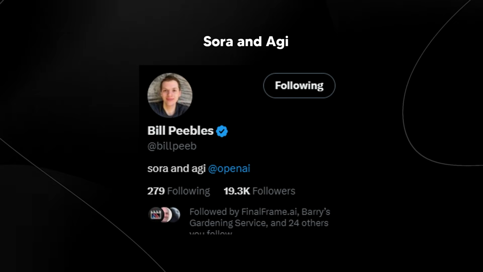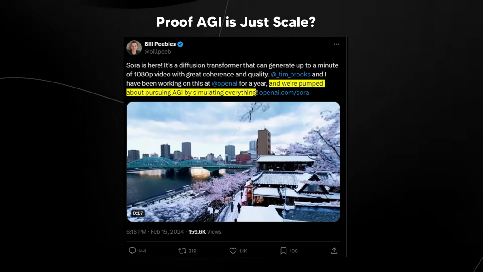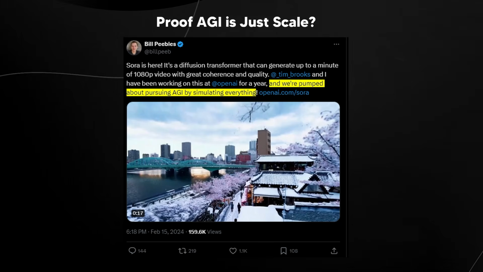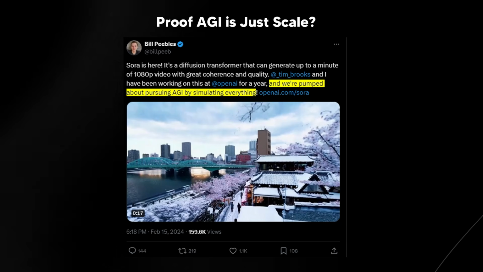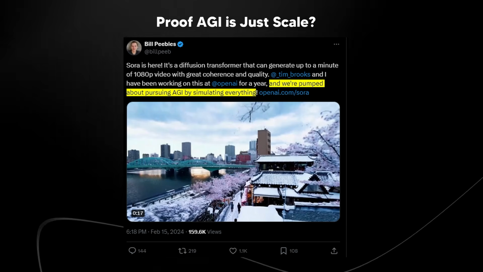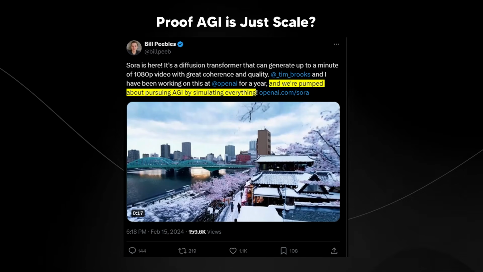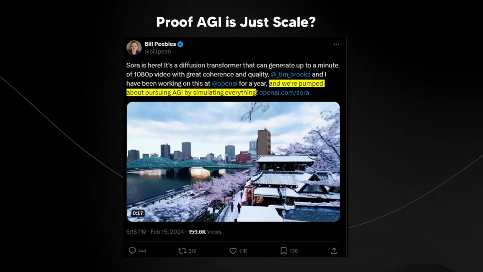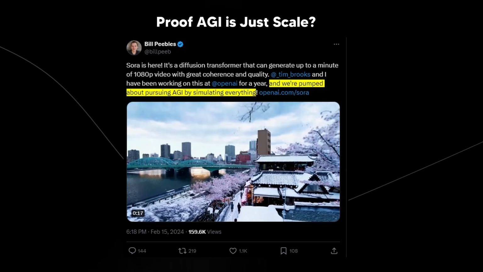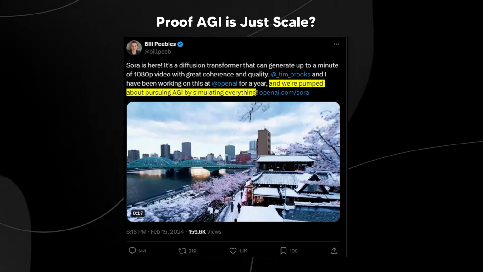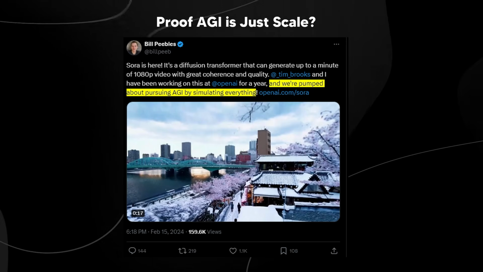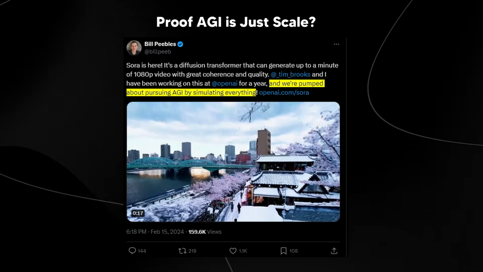Now, of course, there was a recent tweet by him on the day that Sora was released, and he stated, "Sora was here. Tim Brooks and I have been working on this at OpenAI for a year, and we're pumped about pursuing AGI by simulating everything." And it's clear that they're stating that a key component to AGI is being able to simulate the real physical world to truly understand how things interact with one another, so that you can generalize and so that you can predict things with striking accuracy.